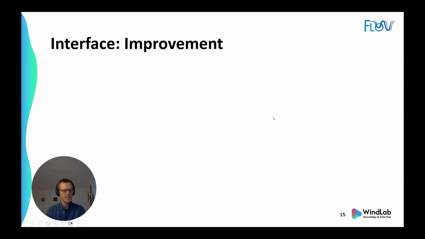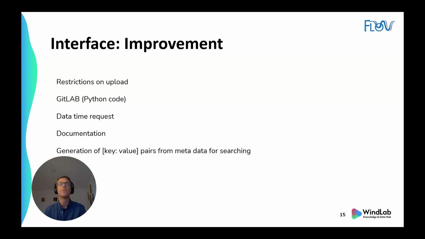For sure, this is still in progress, and we know there are some further improvements we need to do. Restrictions on the upload, for example, that the Python code needs to sit in the GitLab. For example, when you query data, that you can specify date ranges. It would be really nice to have better documentation, and also that from the data being supplied, we can have some automated generation of key value pairs for the WindLab database.